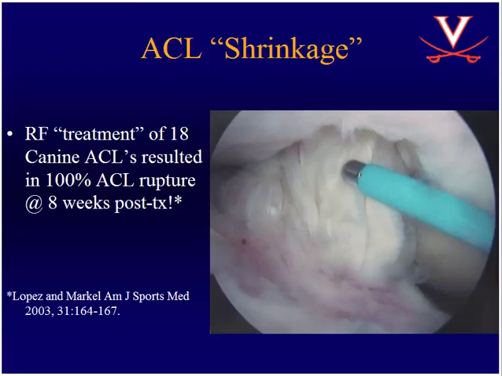Do not shrink things. If there's one message that I'll try to share with you the rest of this time, it is do not shrink things. If you shrink ACLs, they'll rupture. You shrink ACL grafts, they'll rupture. In fact, they did a canine study where they shrank 18 dog ACLs, and 8 weeks post-treatment, 100% of those 18 dogs ruptured their ACL. So if you just want to kind of tighten it up a little bit with your shrinkage wand, think again.